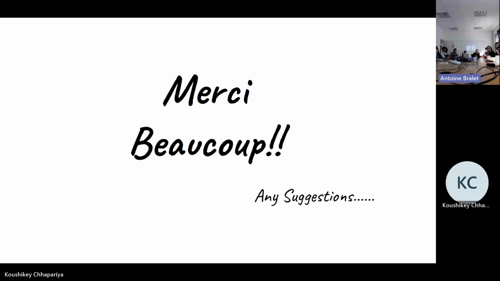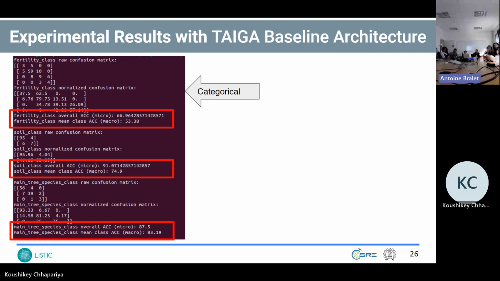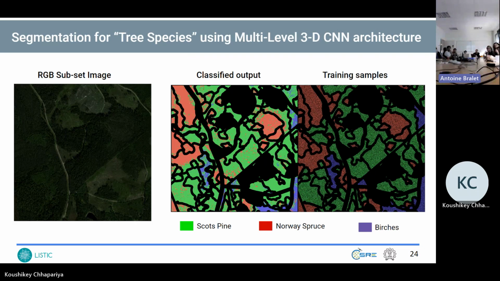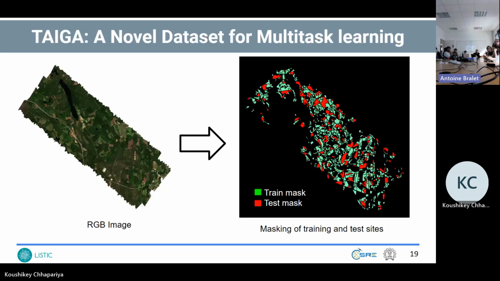Can you go back to your results, the last ones? Do you mean this? Yeah, this, for example. I'm not sure if I understood, but do you use some pixels for training and some others for testing? Yes. If you see here, I made sure that the training and testing do not overlap, so I can have an unbiased result.